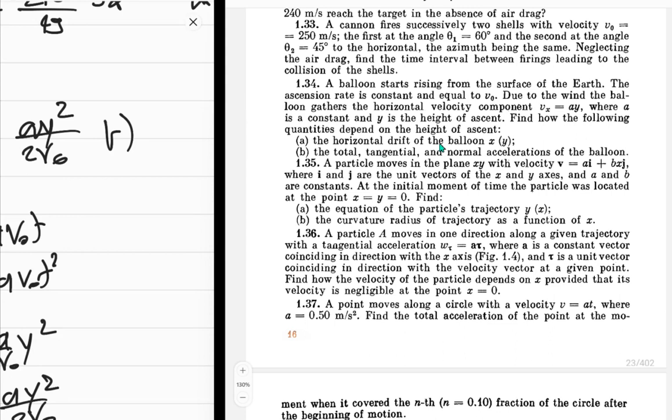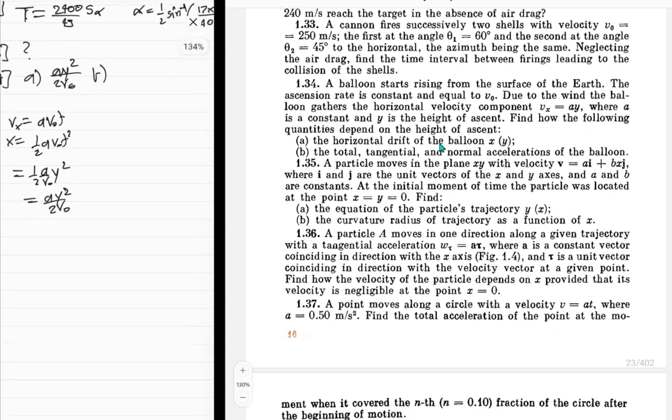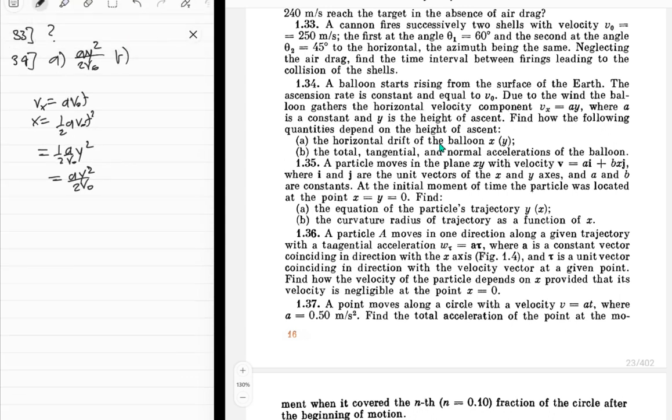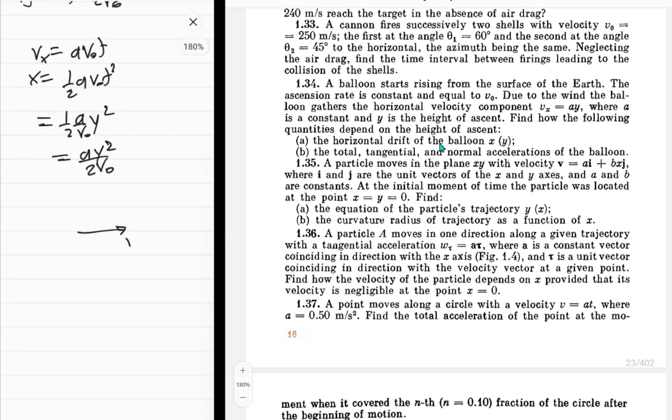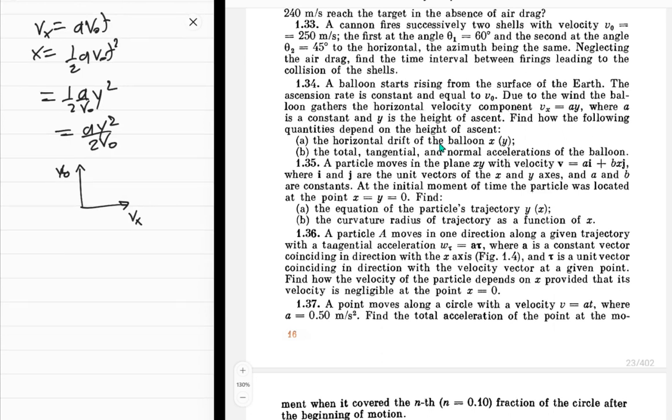The curvature radius as a function of x. Are you serious? Okay, so you know what the actual velocity is, the vector. So you have vx in this direction, vy in that direction, or v naught in that direction, and you want the curvature radius. So v squared upon r is equal to the acceleration. Oh, okay, the perpendicular component of the acceleration from this velocity.